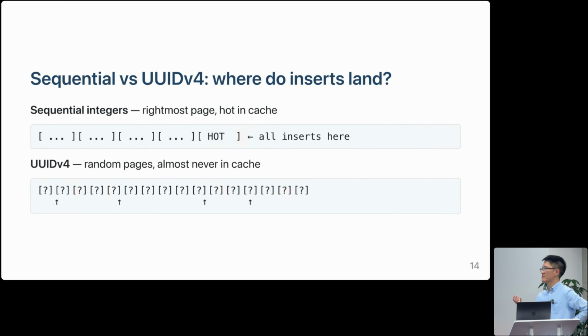With UUID v4, it becomes a really big problem because the inserts are all random. You can't sort them, so they just insert into a random page, and it causes a lot of problems for the database.